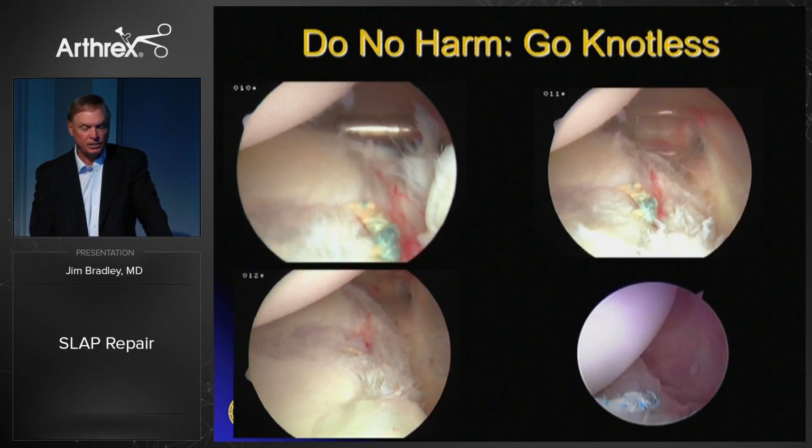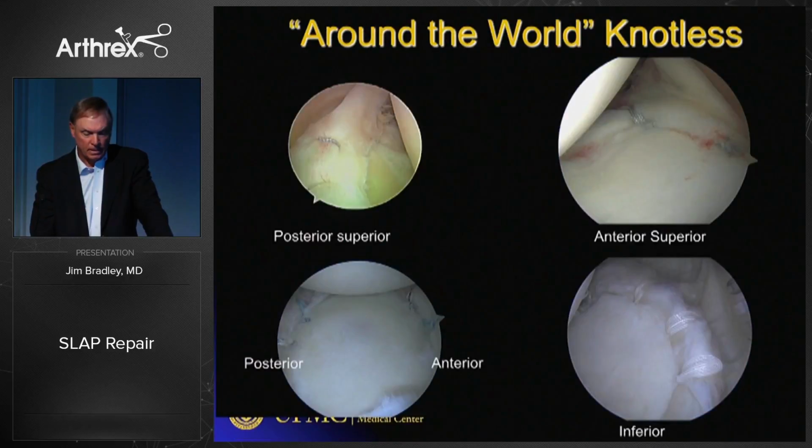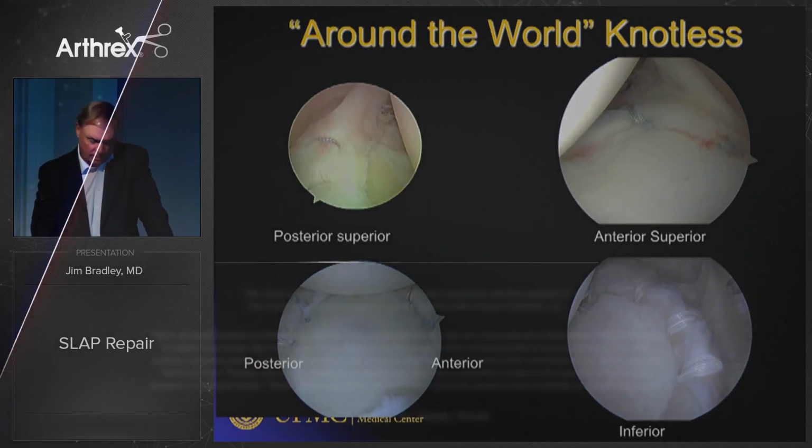So my suggestion to you is do no harm, and you want to think about going knotless. It's much more efficient, it's faster. You can do it for superior, anterior, posterior, and really around the world.